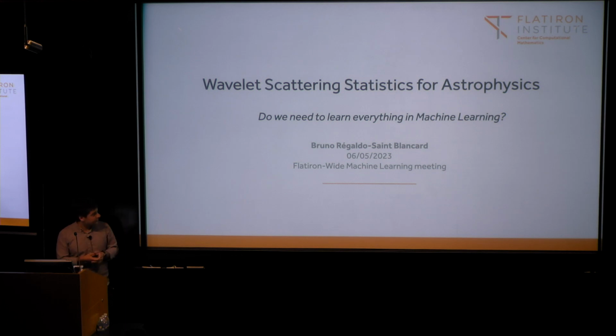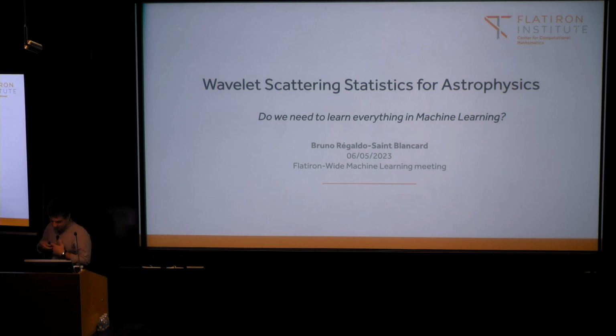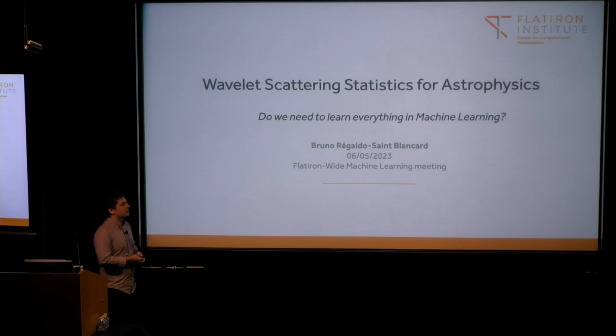Contrary to neural networks, they don't rely on parameters. It's just numbers you compute on your data. And so the question behind this presentation that we'll try to address is: do we need to learn everything when we use a machine learning method for scientific problems? I'll try to show you that we don't.